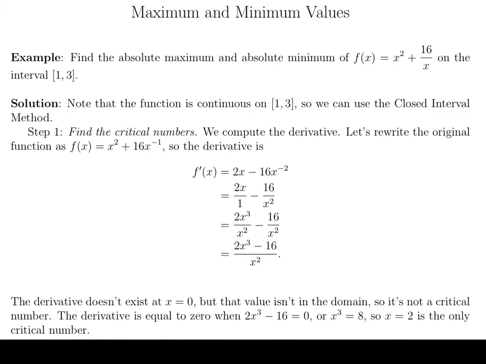Now we also need to know where the derivative is 0. So we'll just set the numerator equal to 0. So we set 2x cubed minus 16 equal to 0. And if we work out the algebra, we end up getting that x equals 2. And that's our only critical number.